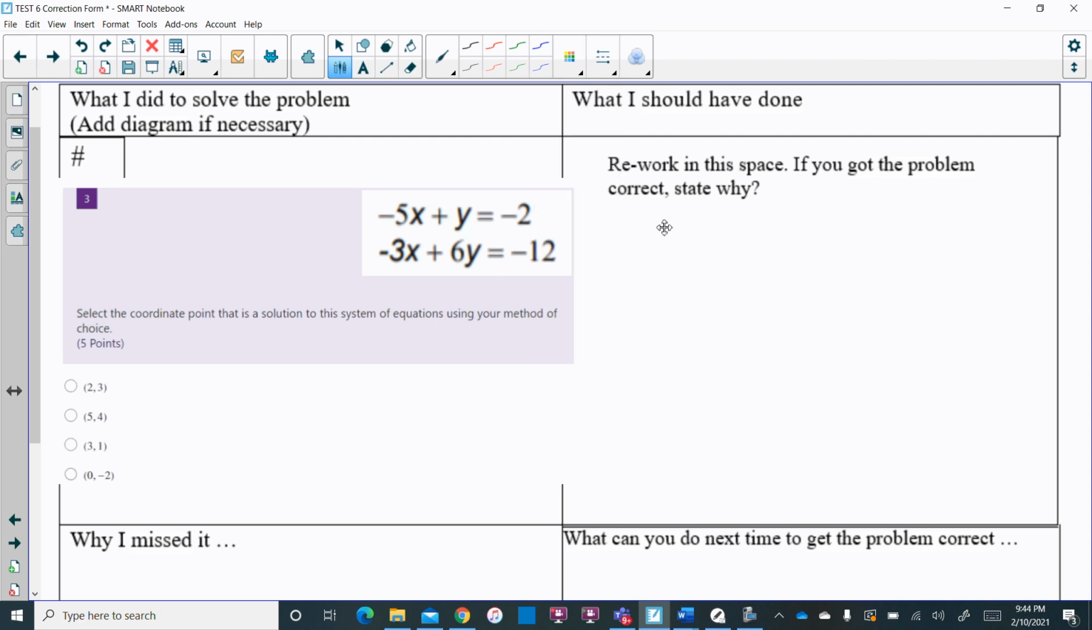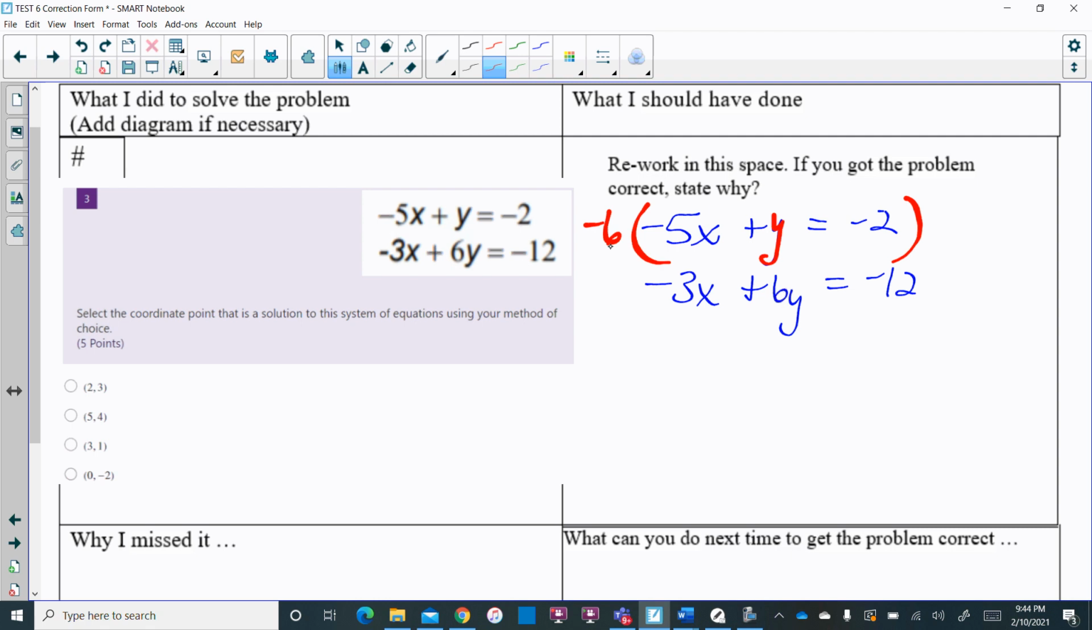To me, the best method of choice was elimination, because I have a plus 6y and I have a y here. I can make these opposite just by multiplying the top by a -6. So you have to multiply by each term. And what I noticed when someone made a mistake, so this was a positive 30x, was either a sign error, minus 6y equals positive 12.